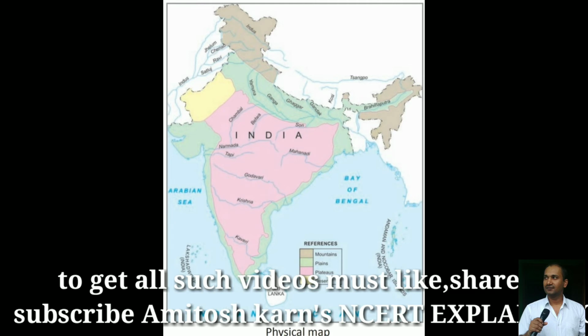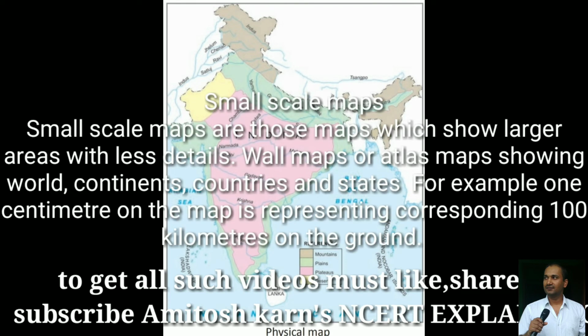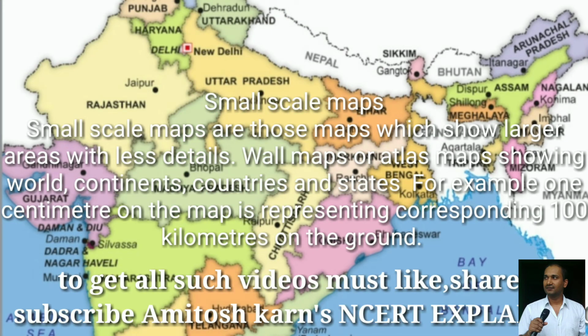The next type of map is small scale maps. Small scale maps are those maps which show a larger area with less details, such as wall maps or atlas maps showing the world, continents, countries and states. For example, 1 centimeter on the map represents 100 kilometers on the ground. This is called small scale maps.